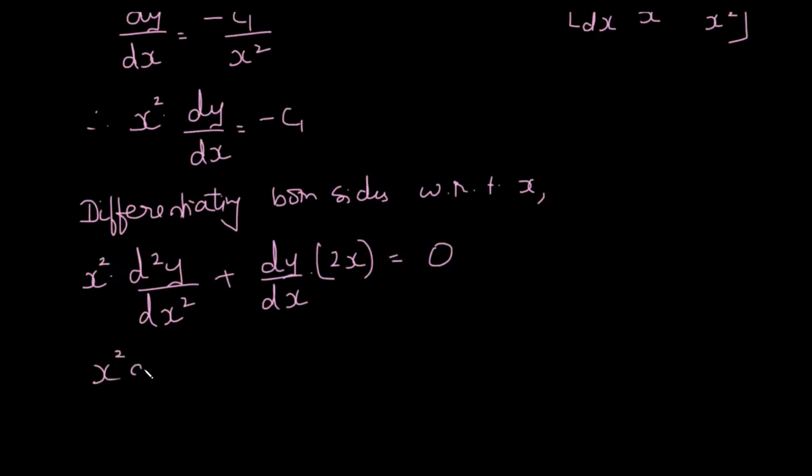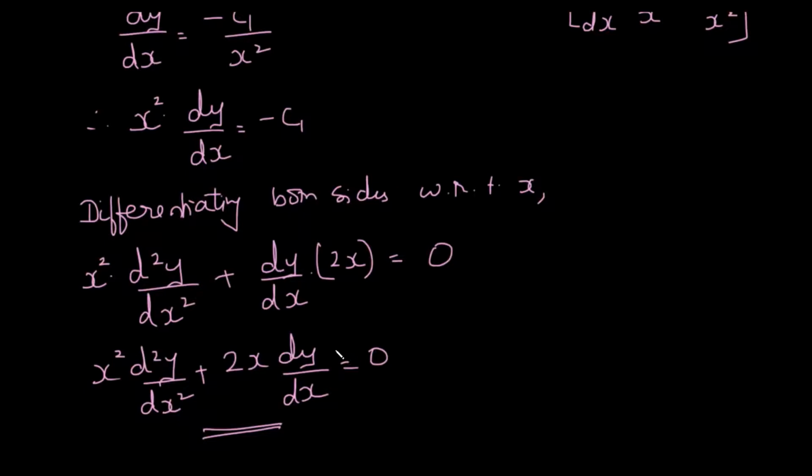So we get x square d2y by dx2 plus 2x dy by dx is equal to 0. We did not simplify any further because we have removed the arbitrary constants from the equation.